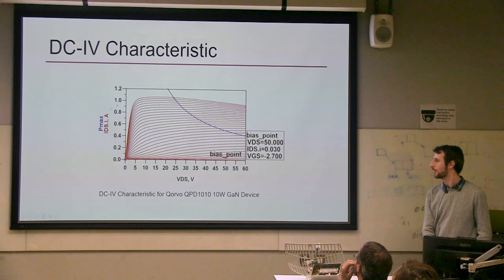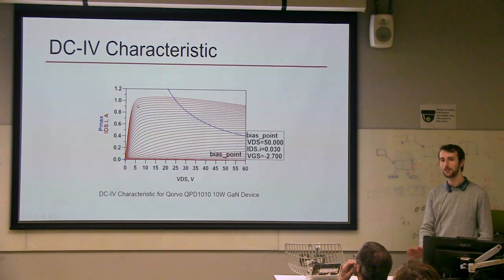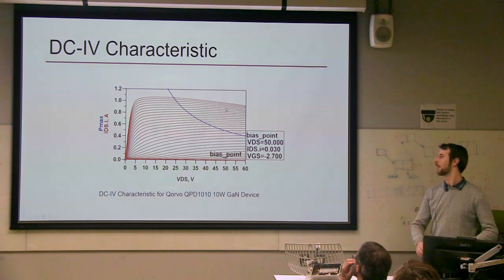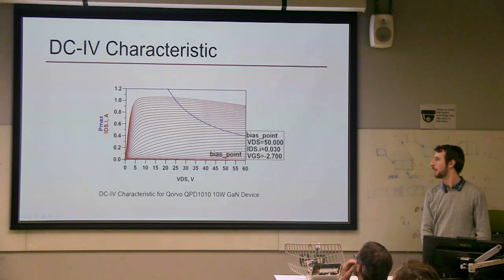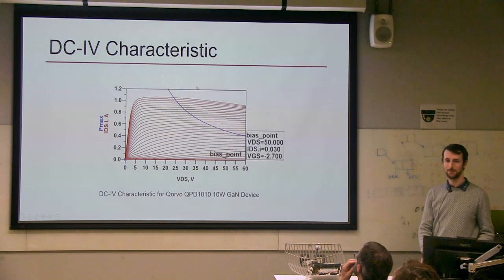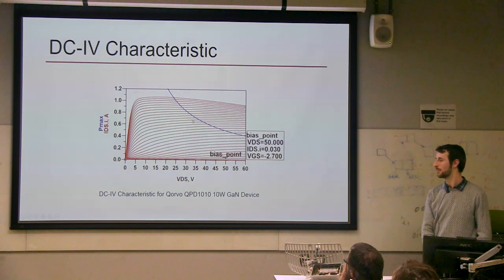As you can see, the knee region here for GaN devices in particular is quite a soft knee region, so it's not immediately clear where you can say the knee region has ended. And also the saturation, you can see that there's a slight slope. It's not ideally straight. This is just the power dissipation. So beyond this point, this is potentially too large for the transistor to handle.